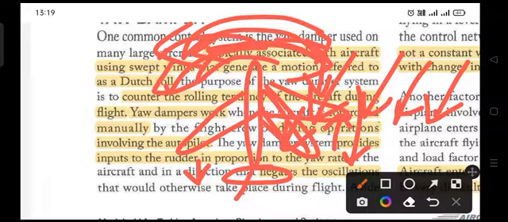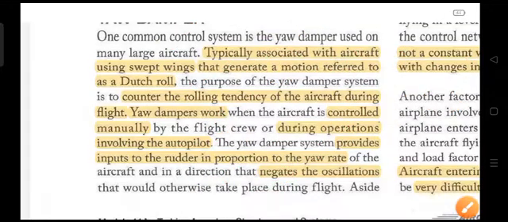In this way it will do a snaking movement, it will go like a snake. Okay, so along with that the rolling will also happen, what I have showed you just now. So this type of condition should not take place, otherwise you will lose the control of the aircraft.